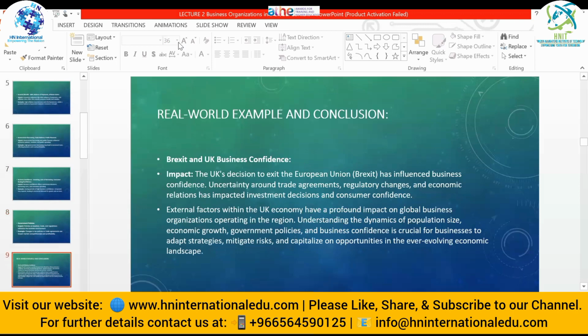Then we have a real world example related to the specific learning outcome. It is about Brexit and UK business confidence. It was a very hot topic a few years back. What was the impact of it on the external factors? The UK's decision to exit the European Union, that is Brexit, has influenced business confidence. Uncertainty around trade agreements, regulatory changes, and economic relations has impacted investment decisions and consumer confidence.